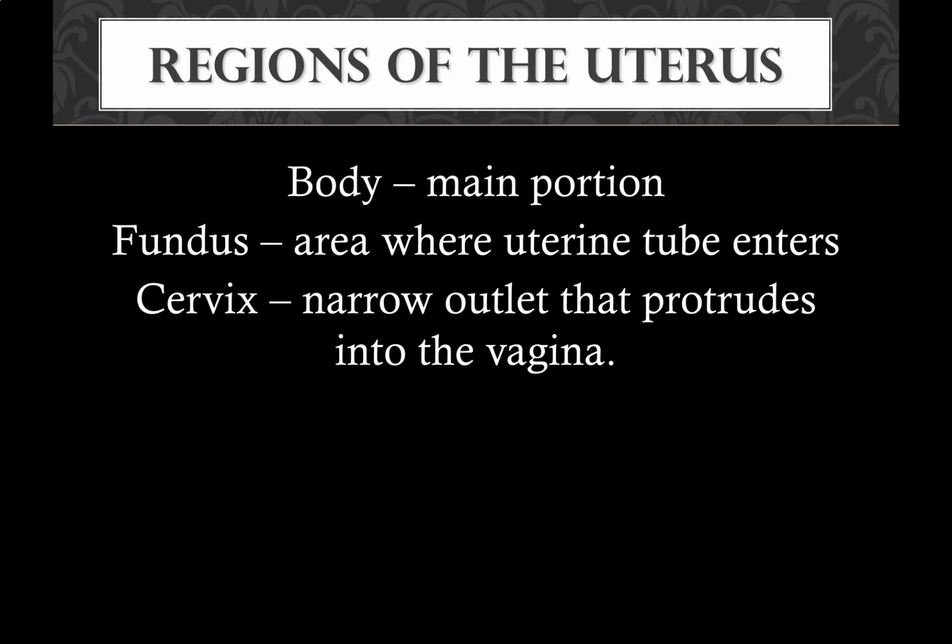As for the uterus itself, it's a 3-part story. It has the body, that's the main portion, that is the muscular portion where the baby will be developing. The fundus is where the uterine tube enters, and the cervix is the bottom. So that's your uterine tubes right there.